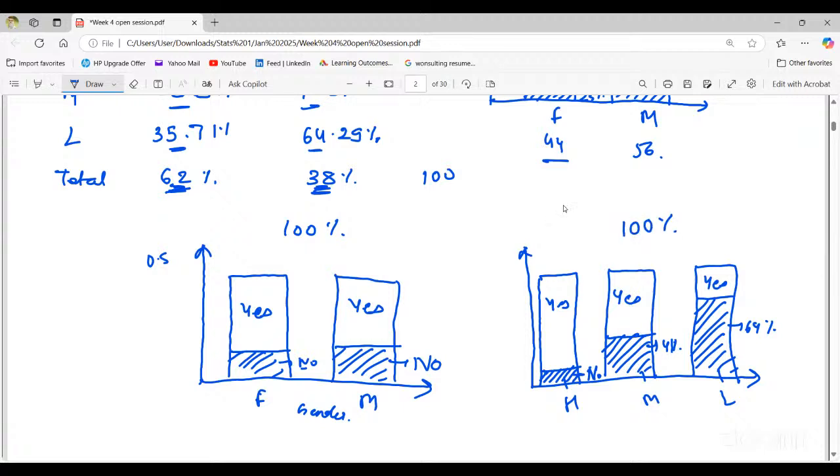So if you see in general, there is a difference, right? Yes, ma'am. This is associated. So this is associated.